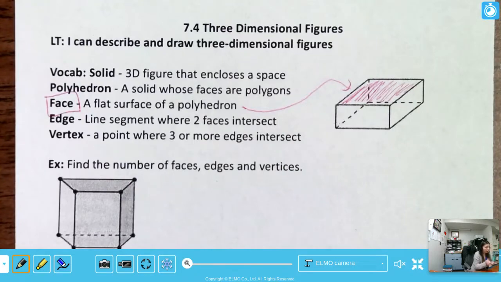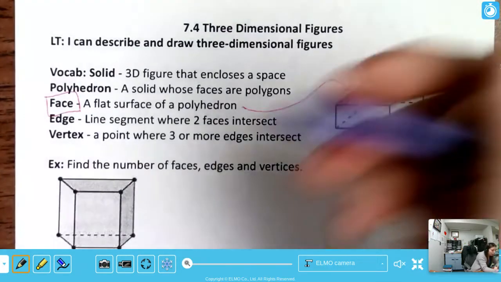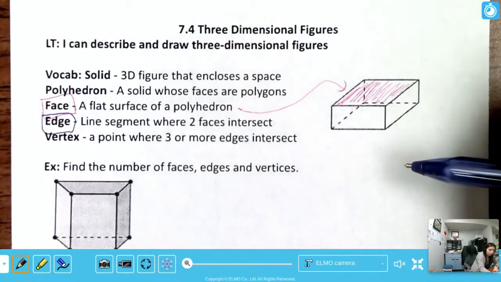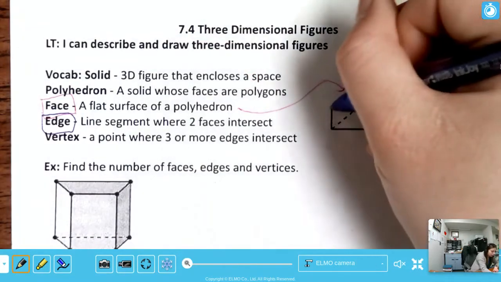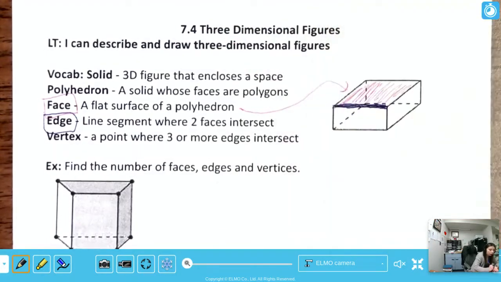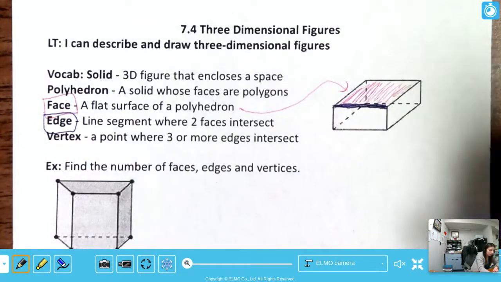My next term is an edge. An edge is a line segment where two faces intersect. So this top rectangle is a face, this front rectangle is a face. The line where they intersect, that is called an edge. Think about like the edge of a cliff, right? Where the top and side of the cliff meet, that's called the edge.